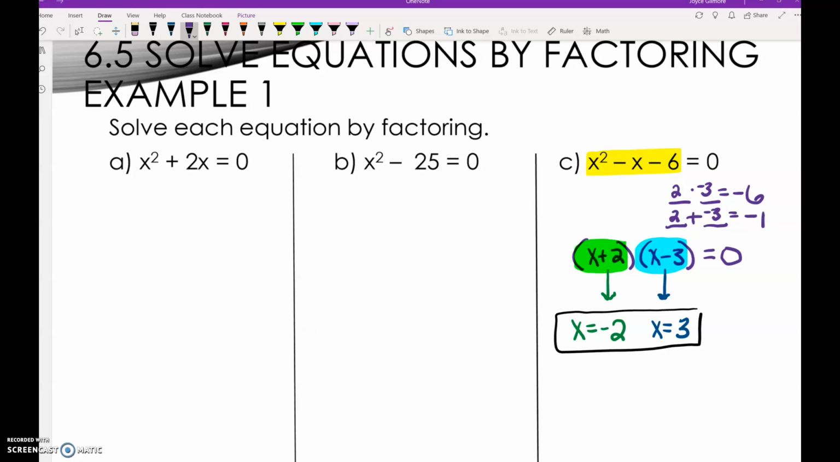Now let's look at example B. This is a difference of two squares. X squared is the perfect square of x. 25 is the perfect square of 5. So this factors into x plus 5, x minus 5.